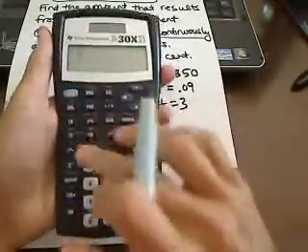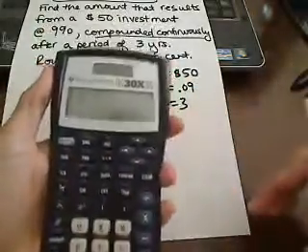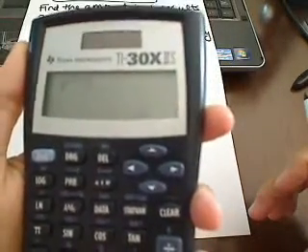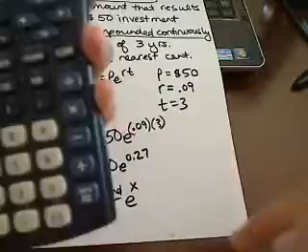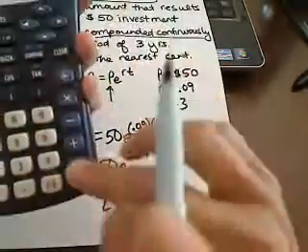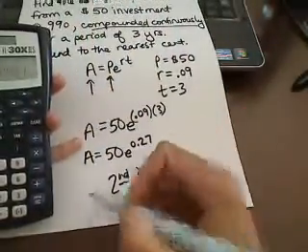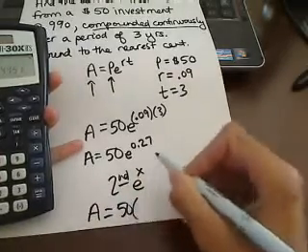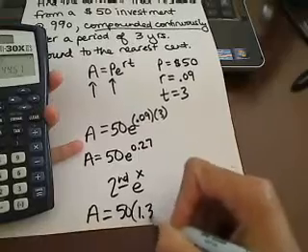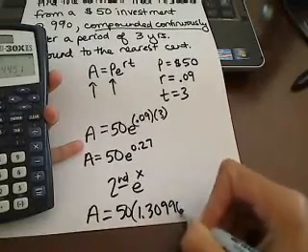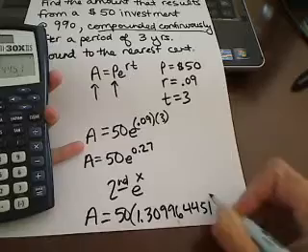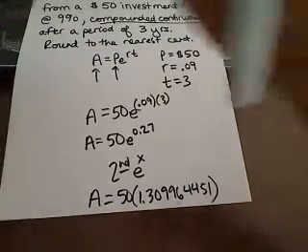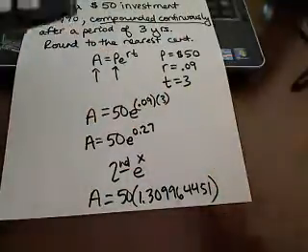Okay, so I'm going to go second function, ln, that gives me the e. I think maybe you can see that right there. And then I'm going to take that to the 0.27, and so this piece right here, I get 1.309964451. Okay, I'm just going to leave that in my calculator because the next operation here is to just multiply. So I'm going to go ahead and multiply that by 50.